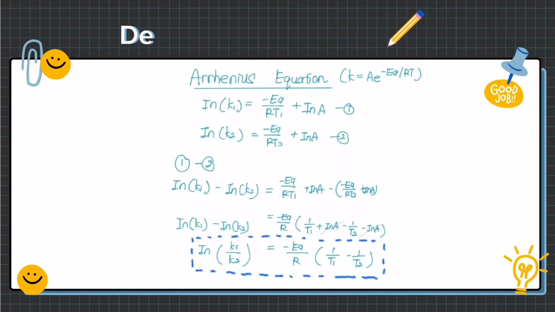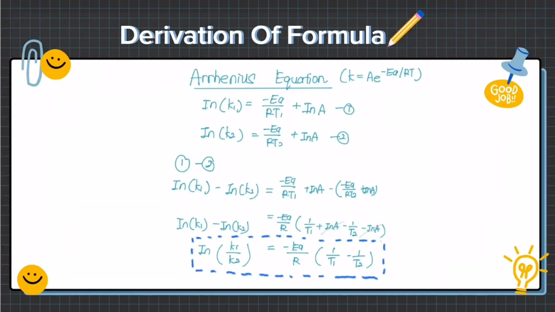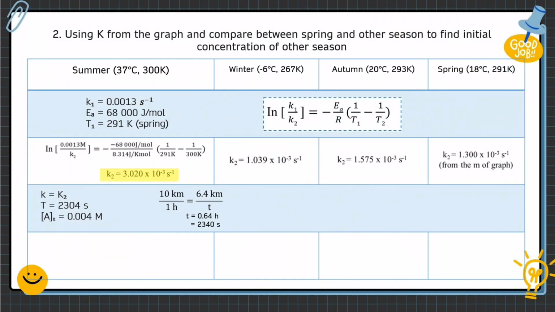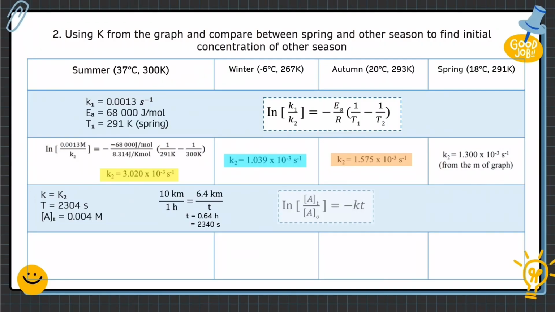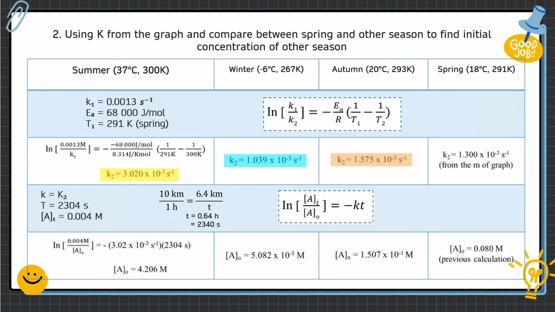So what about other seasons? First, use the Arrhenius equation to determine the rate constant for summer, autumn, and winter. Next, with the available K, we can calculate the initial concentration of hydrogen peroxide during summer, autumn, and winter. And then how? Use the equation of first order. So that's all. We can find all the initial concentrations for all the seasons.